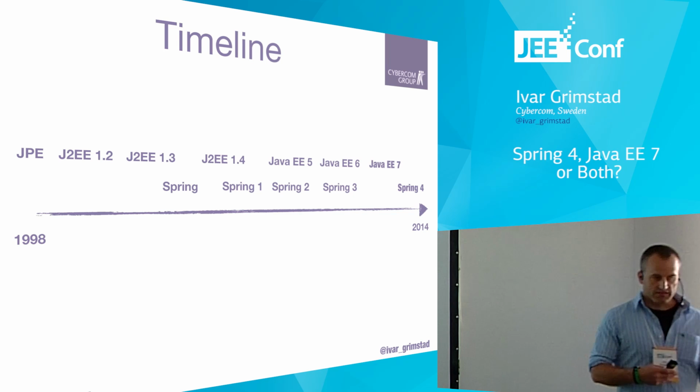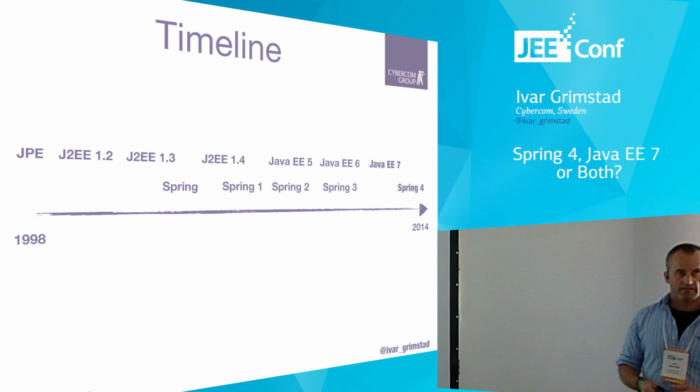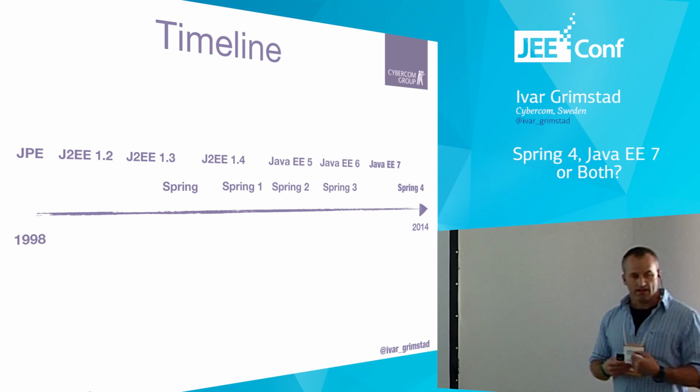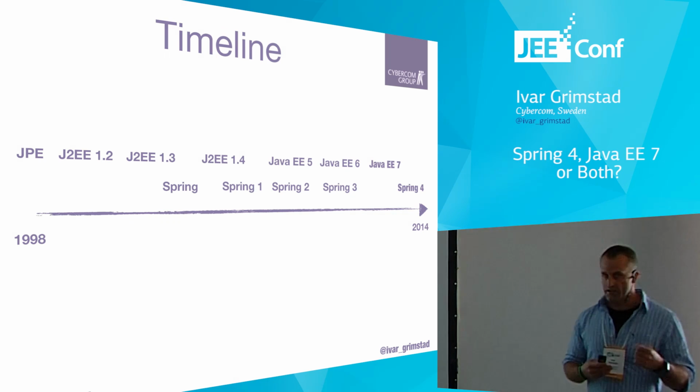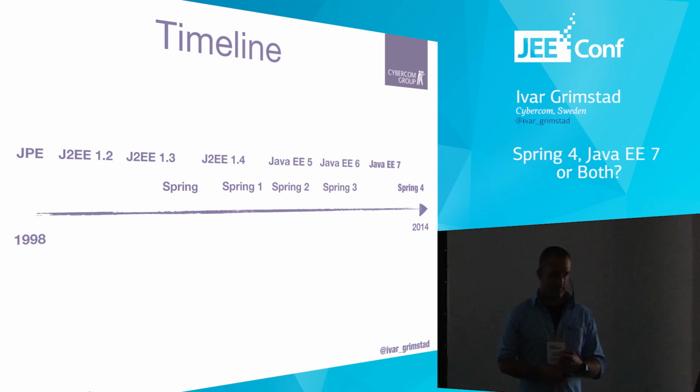So when Rod Johnson announced Spring in 2002, we just jumped at it. Finally something a little bit more lightweight, something easier. And Spring 1 came in 2004, and since then the two platforms or frameworks have followed each other.